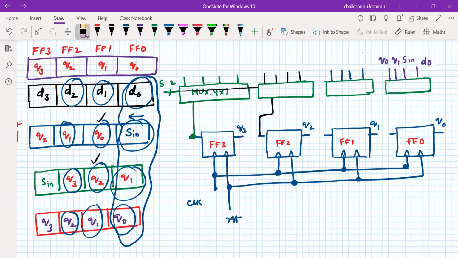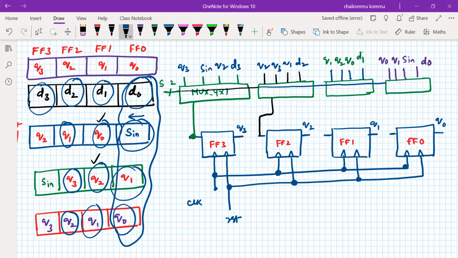Okay, similarly for this one is D1. This is actually D1. This is Q0. This is Q2. This is Q1. Similarly, what about this one? So D2, Q1, Q3, Q2. What about the last one? First D3 is assigned here. Fine. Next Q2 is assigned here. Next SIN is assigned here. And then Q3 is assigned here. Right. So therefore that's how it will be working.